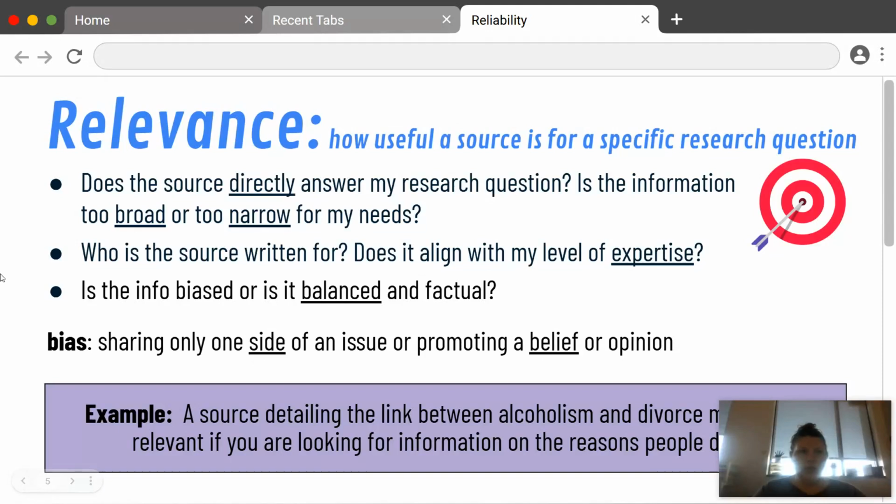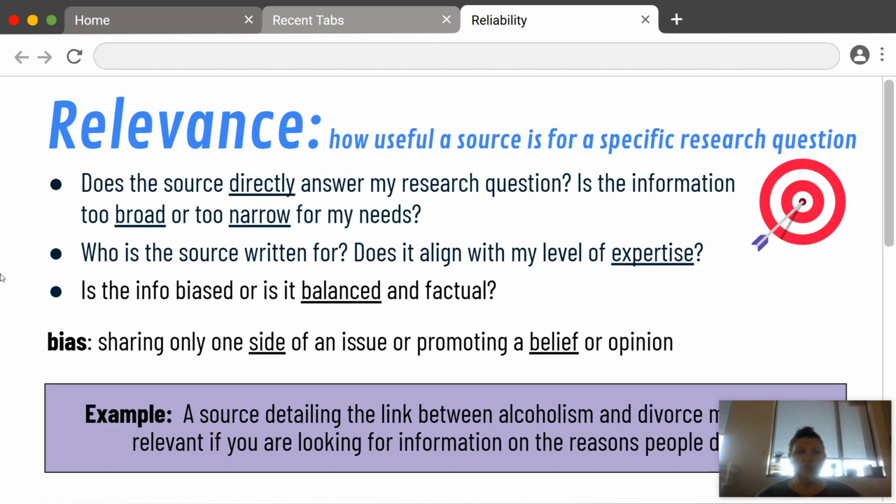or it could be something that's current that was written about events in the past. The R stands for relevance, and this means how useful the information is for a specific research question, because we want to make sure that the information that we're finding actually answers our questions and isn't just kind of generally related. So we need to ask ourselves questions like, does this source directly answer my research question? If it doesn't, if it's just kind of related, then we need to find a different source with different information.